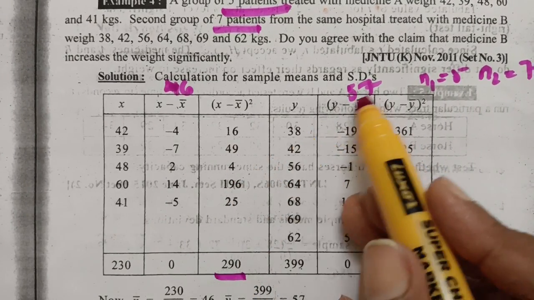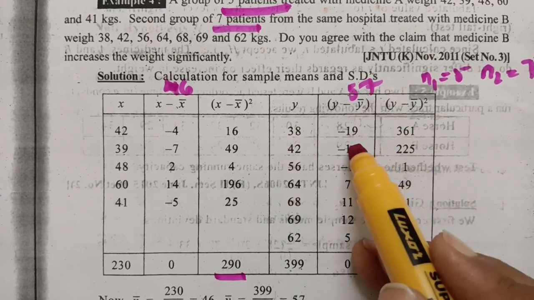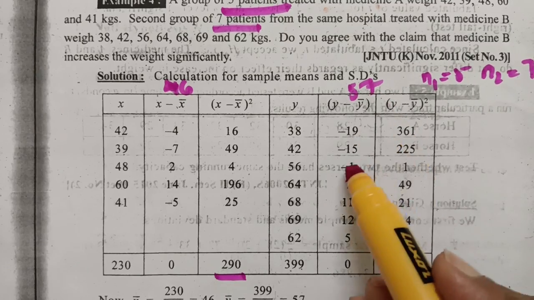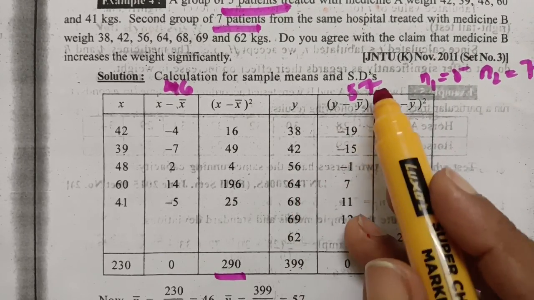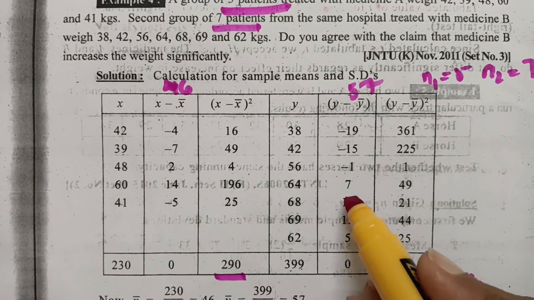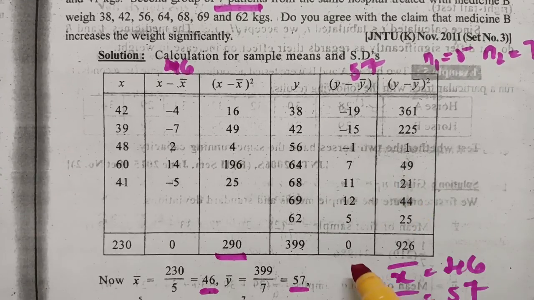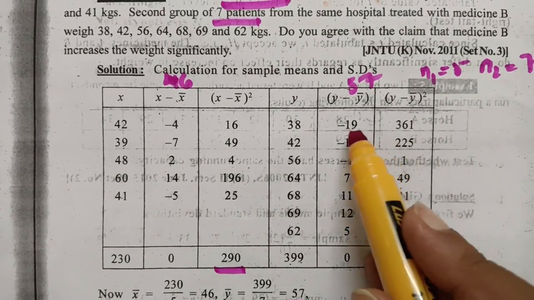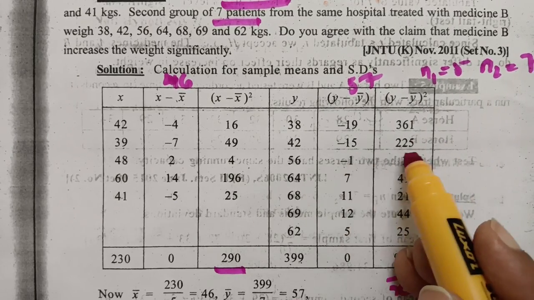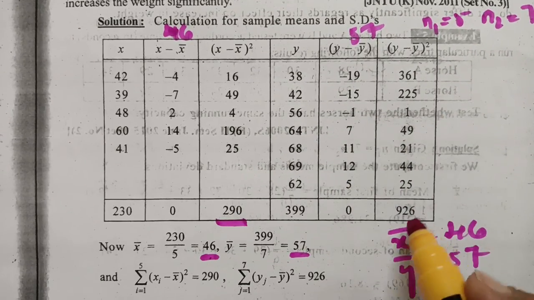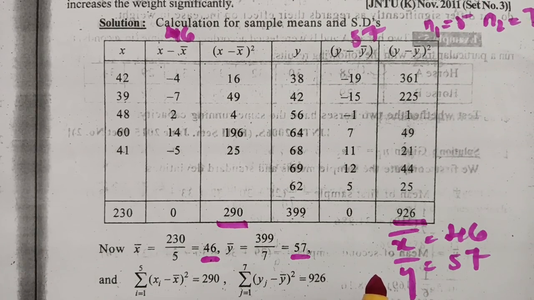And next one, we have to subtract each and every value from 57. That is 38 minus 57 is minus 19. 42 minus 57 is minus 15. 56 minus 57 is minus 1. 64 minus 57 is 7, 68 minus 57 is 11, and so on. After making an addition, it is 0, and if you make a square, that is 19 square is 361, 15 square is 225, and so on. This is 926.